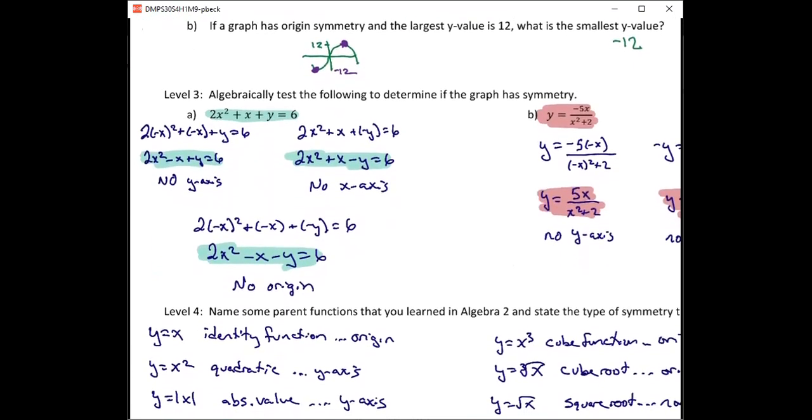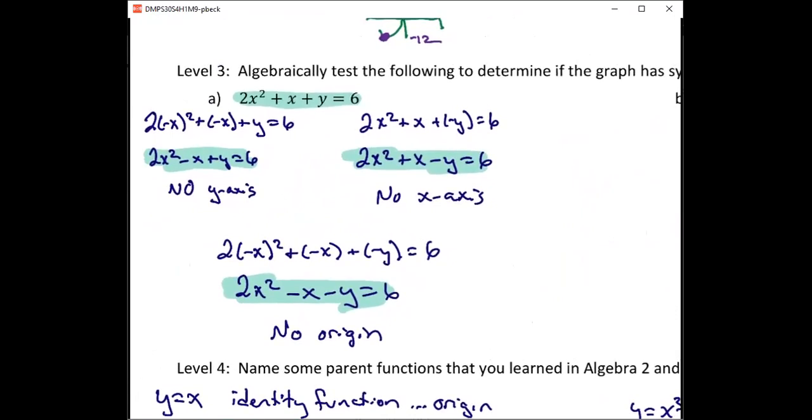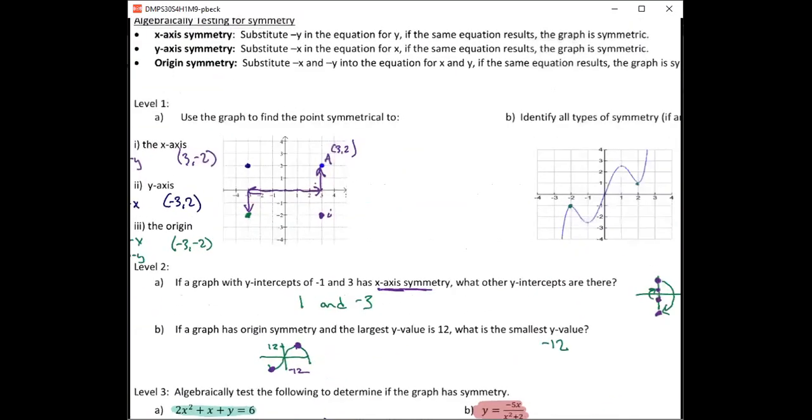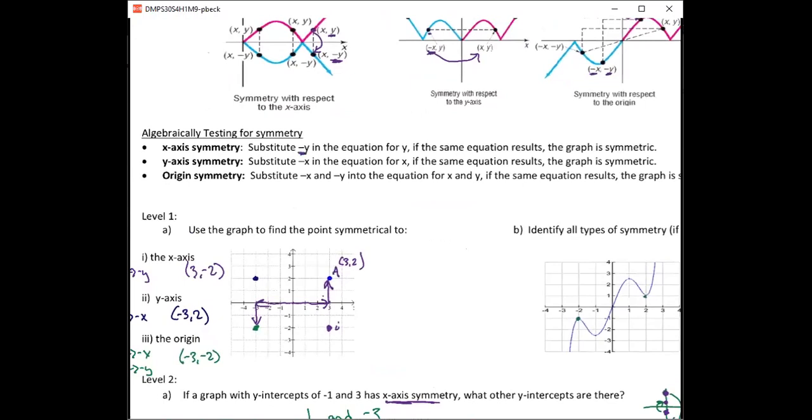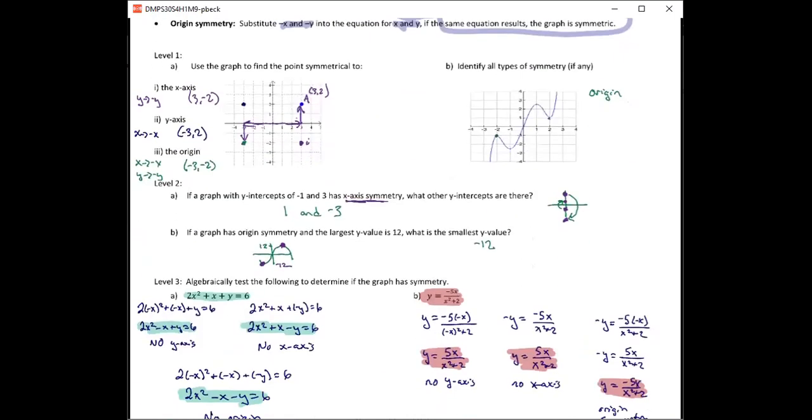Now, these level 3 problems are where I see students struggle the most in pre-calculus, or at least for this section. How do we algebraically test to determine if the graph has symmetry? It goes right back again: we substitute -y in for y for the x-axis symmetry. Let's highlight that. We substitute -x in for x for the y-axis symmetry, and then we substitute both in for origin symmetry. And our goal is, if the same equation results, then we have that symmetry.